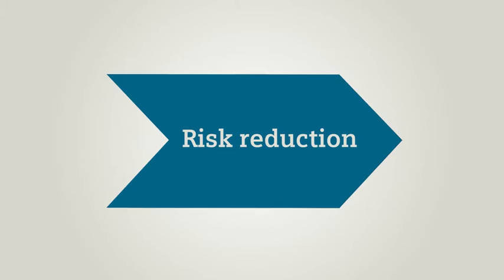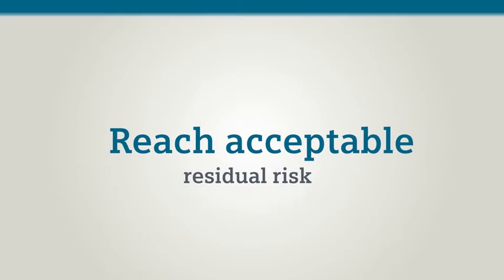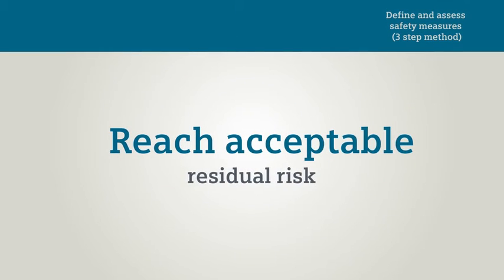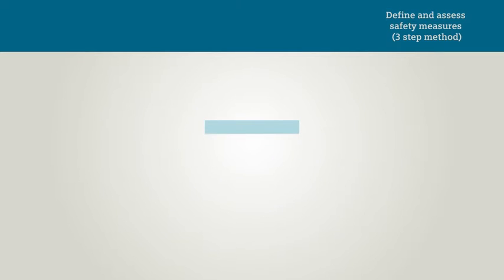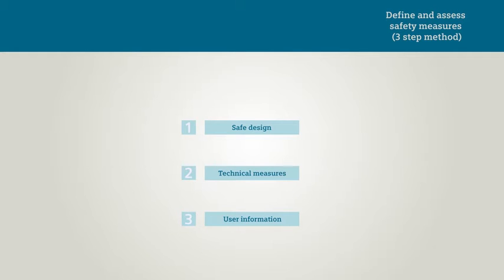Risk reduction is the second step on the way to a safe machine. The objective of risk reduction is to achieve an acceptable residual risk. Risk reduction is divided into three phases. In the first phase of risk reduction, the team defines appropriate safety measures based on the three-step method. This method corresponds to the harmonized standard EN ISO 12100 and can be visualized using a decision-making chart.